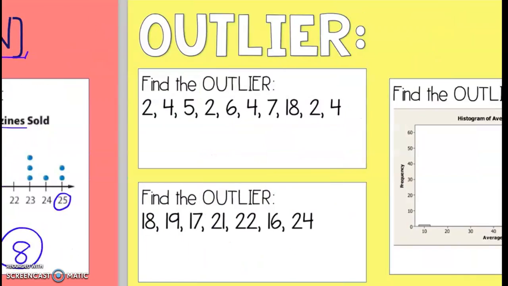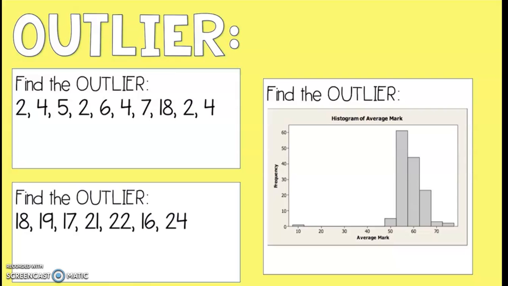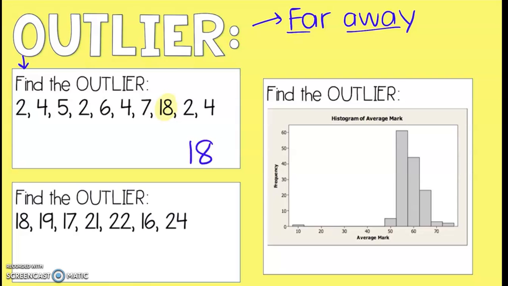Okay, and the last one we're going to talk about is outliers. An outlier is just a number that is far away from all of the rest of the data. Okay, it can be way bigger, it can be way smaller, or there can be no outlier at all if all of the data kind of falls in, is close together. Okay, so let's take a look at this one right here. We have 2, 4, 5, 2, 6, 4, 7, 18, 2, and 4. So if you look at our data set, there is one number that sticks out that doesn't really fit with the rest, and that number is 18. It is way bigger than the rest of our data set, so 18 is our outlier.